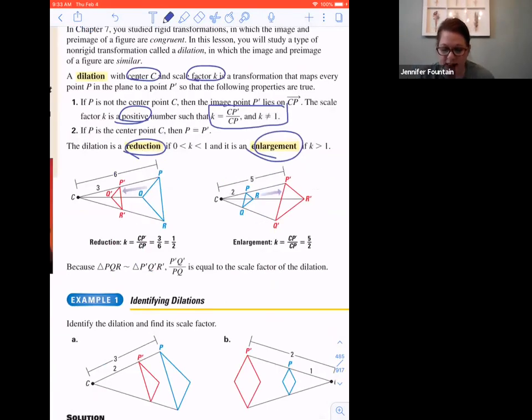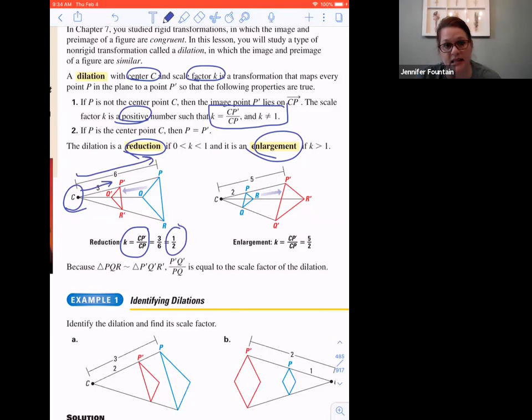So if you notice in these examples, we have our reduction. Notice that C is not the center point. So I'm using the formula of K equals CP prime over CP. So I look and I say, okay, CP prime, going from C to P prime, is 3, over C to P, which is 6. When that reduces, that's 1/2.